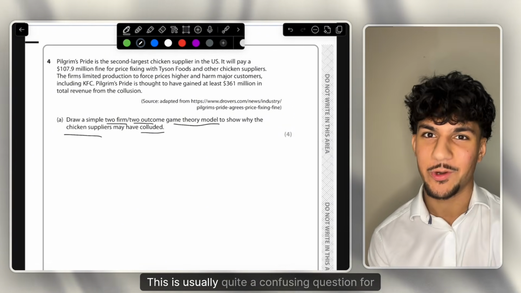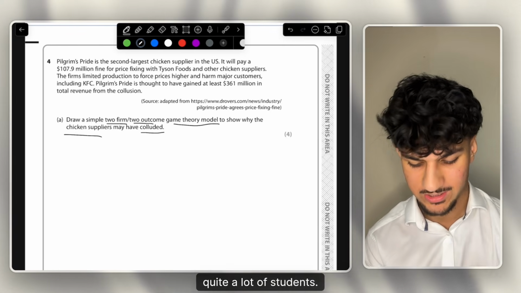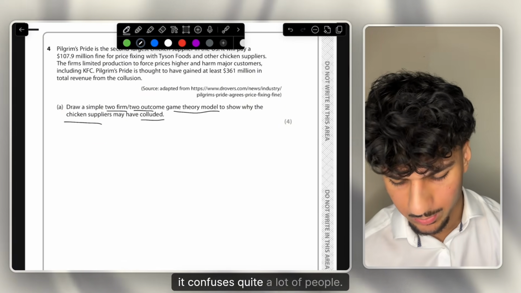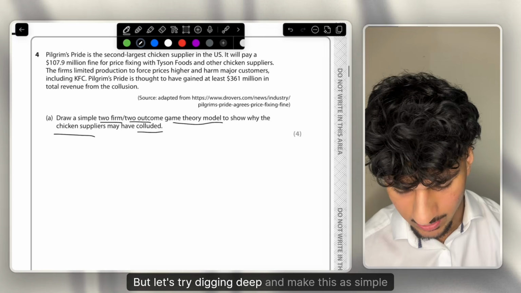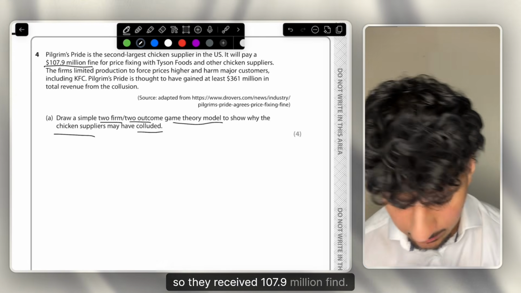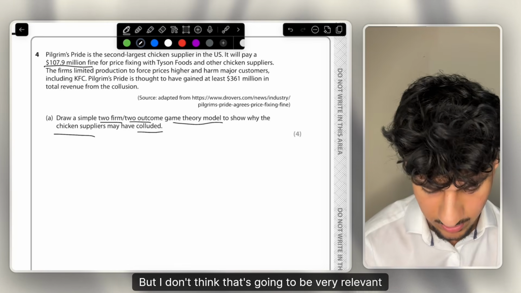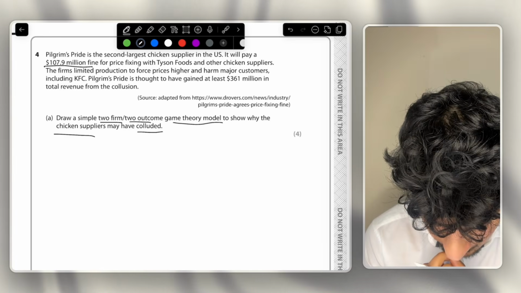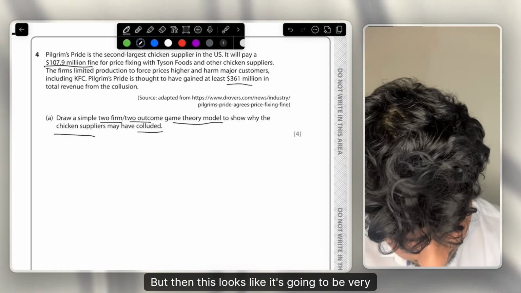This is usually quite a confusing question for a lot of students. Game theory confuses quite a lot of people, but let's try digging deep and make this as simple as possible for you. They received a 107.9 million fine, but I don't think that's going to be very relevant in the game theory diagram. But then this looks like it's going to be very relevant.